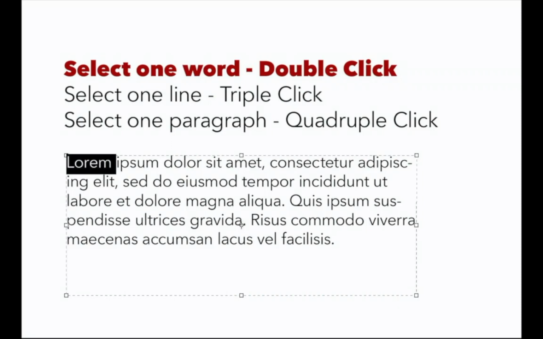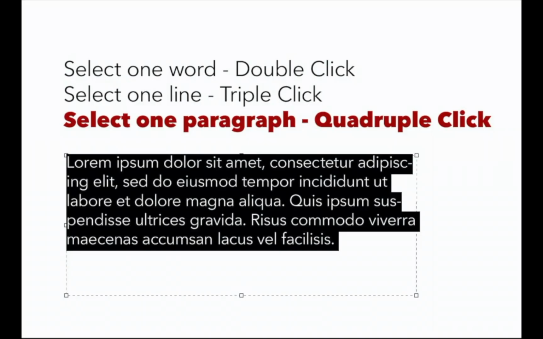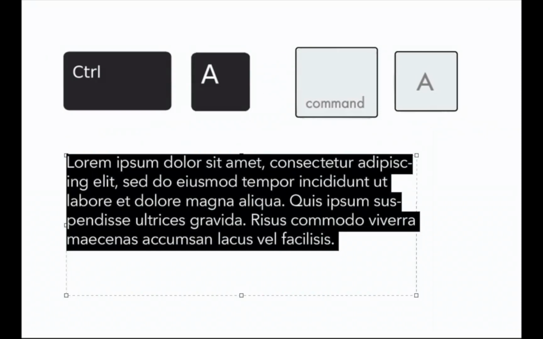Double-clicking on a word will select it. Triple-clicking will select an entire line. A quadruple click will select an entire paragraph. Command or Control A will select all the text in a text box.